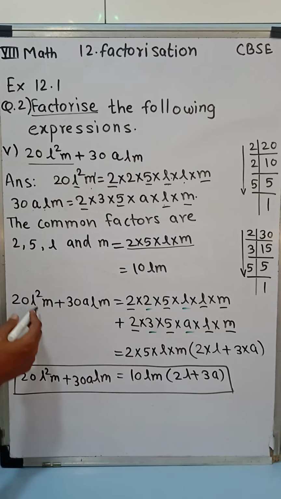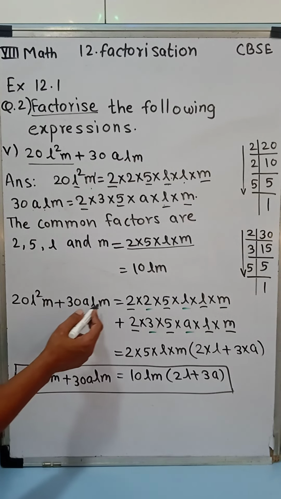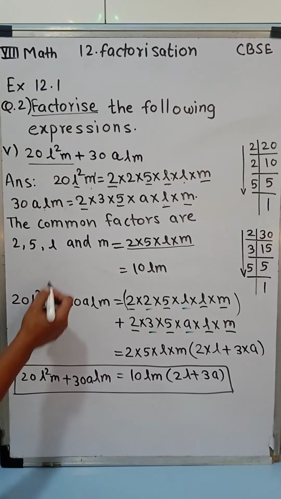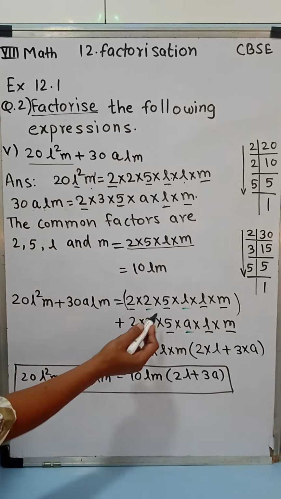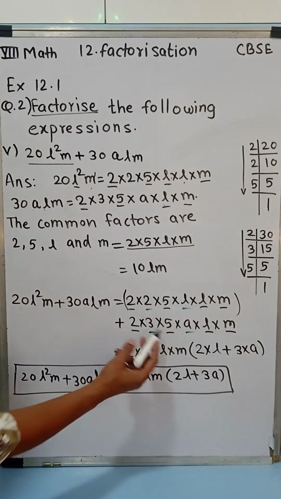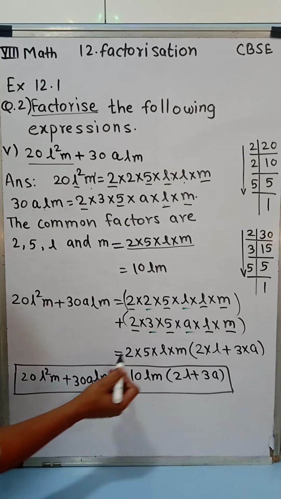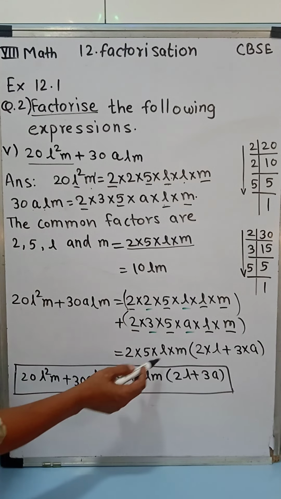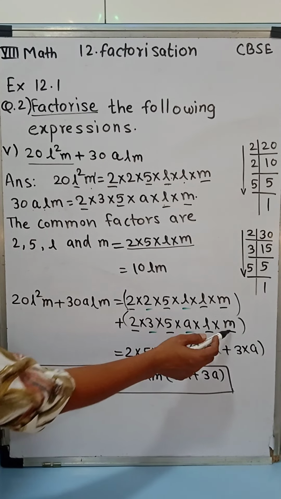So for 20 L square m plus 30 A L m, write down the factors one by one. For 20 L square m, we have already done the factors, just copy paste here. Again 30 A L m, we have already done the factorization, just copy paste here. Now, write down the common factors. So 2 is common, again 5 is common, L is common and m is common.